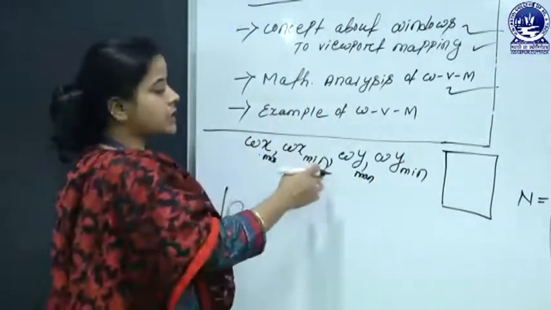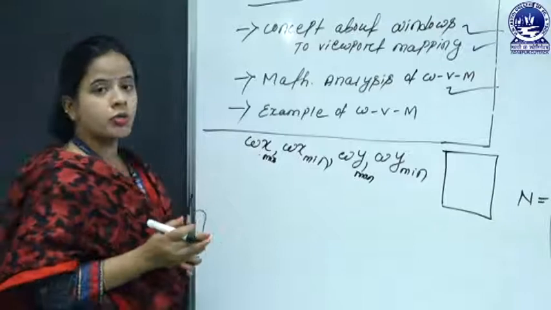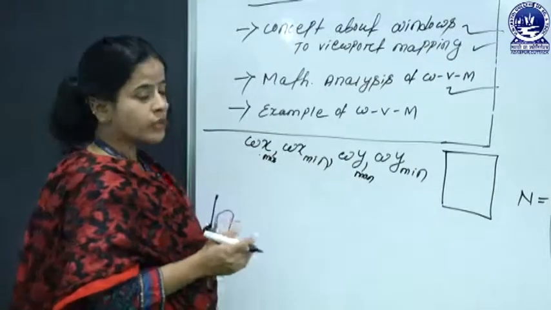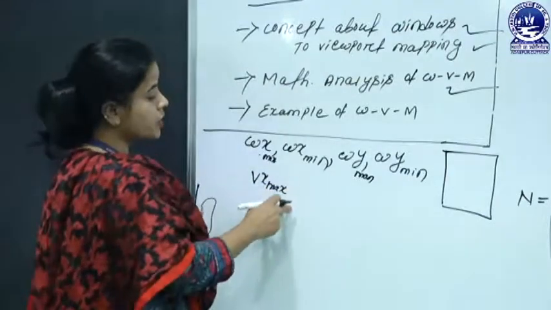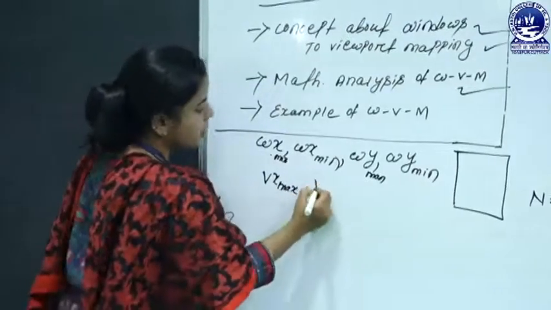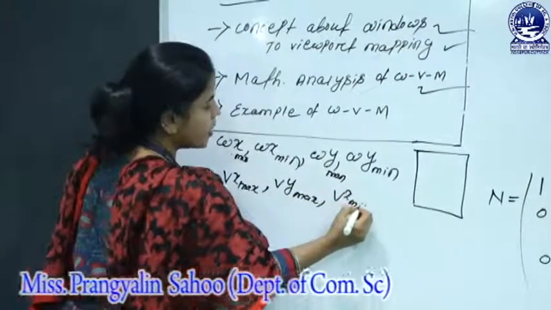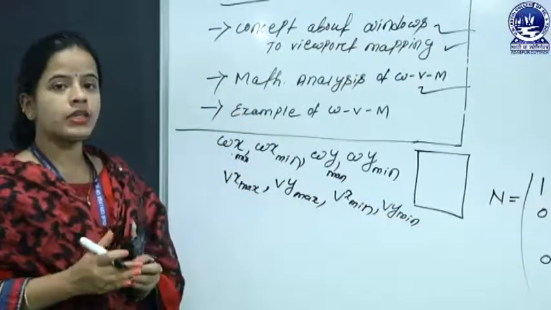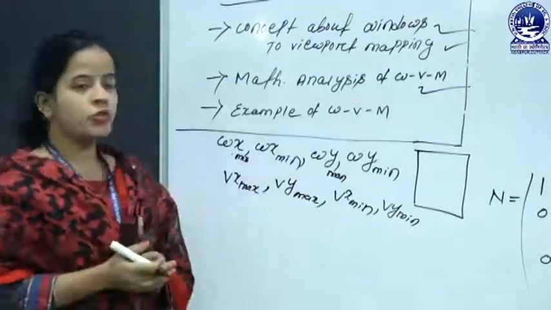Similarly, when the world coordinate pictures are viewed on the viewport coordinate system, the viewport coordinate system also designs the pictures in a realistic format by consisting of 4 coordinate points. And what are they? That's Vx maximum, that means the view coordinate of the x length, whichever captures the highest value, that's Vx maximum. And another one is Vy maximum, and similarly Vx minimum and Vy minimum. That means 8 coordinate elements are required whenever we have to create a mapping between the world coordinate system and the viewport.